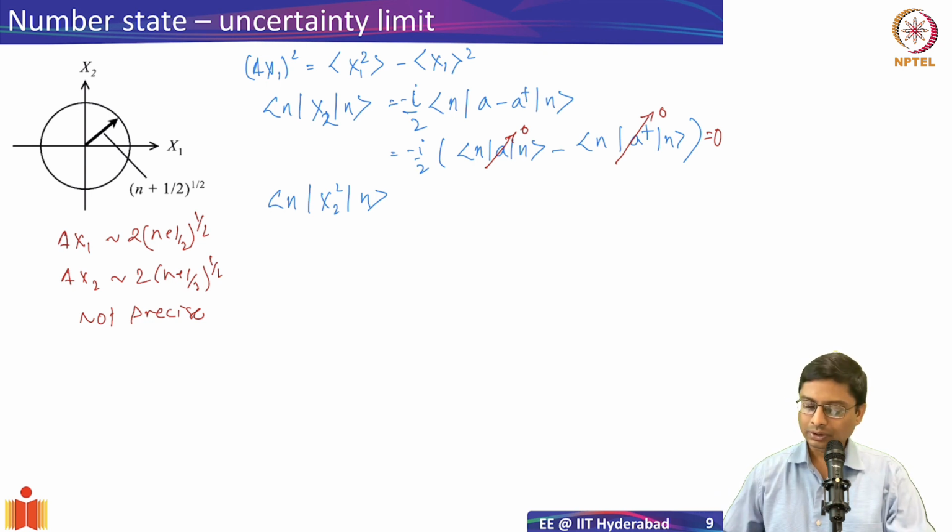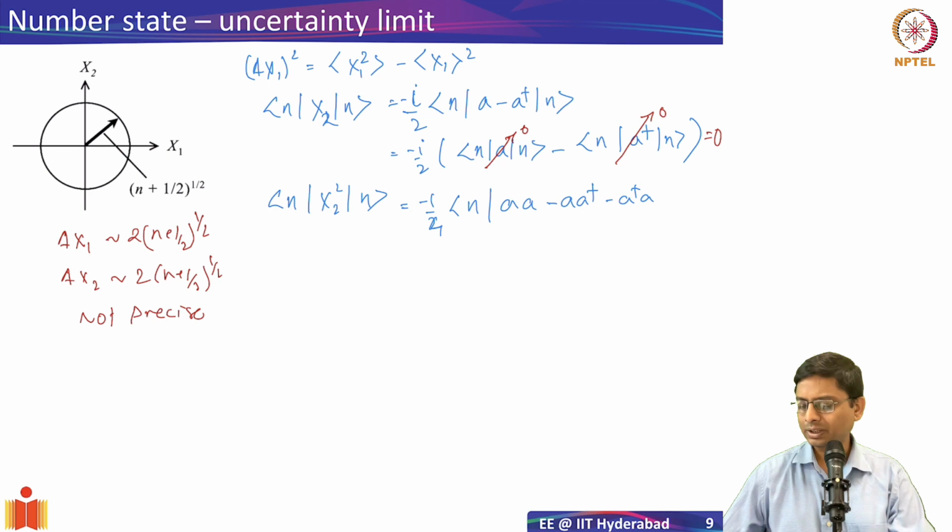Okay. So x2 square is going to be again the same thing, i by 2. So basically i square, so minus half, or rather minus 1/4. And then I'll simply write out the terms now. Instead of a dagger, minus a dagger, minus a dagger a, minus plus. That's what I think it should be. a minus a dagger into a minus a dagger, minus plus a dagger, 0, or rather n.